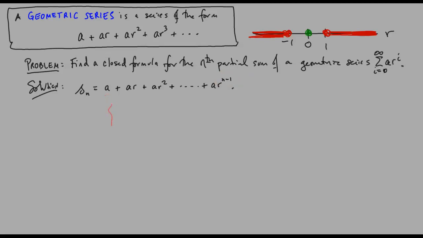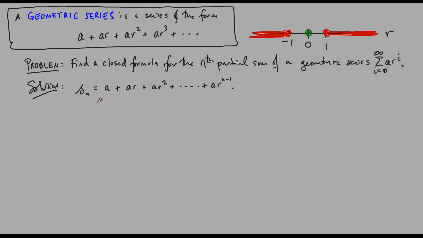The first term involves r to the 0. The second term involves r to the 1. The third involves r to the 2. So the nth term, which is where I stop summing, will involve r to the n minus 1. So this is a perfectly good formula for the nth partial sum, but it's not a closed formula. It's not something I can really evaluate.